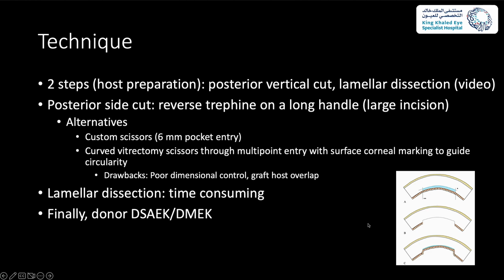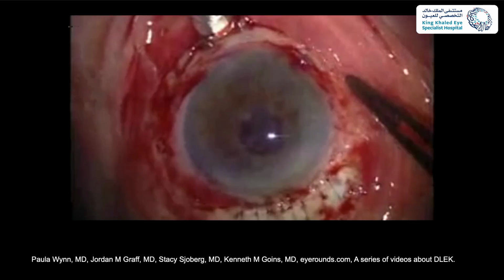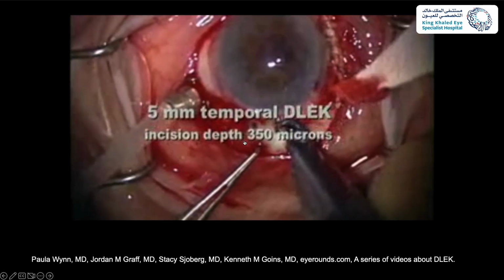So basically it involves two parts: host preparation and then donor preparation. The donor is DSEK, and the host preparation includes a posterior vertical cut. Imagine you want to do posterior trephination as well as lamellar dissection. However, the posterior trephination device was not available, so some surgeons elected to use scissors. I will show you a video for the case. This is the initial procedure.